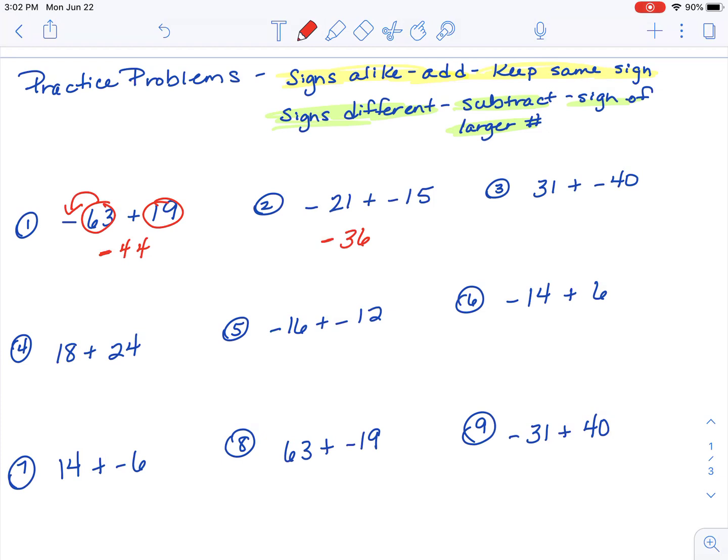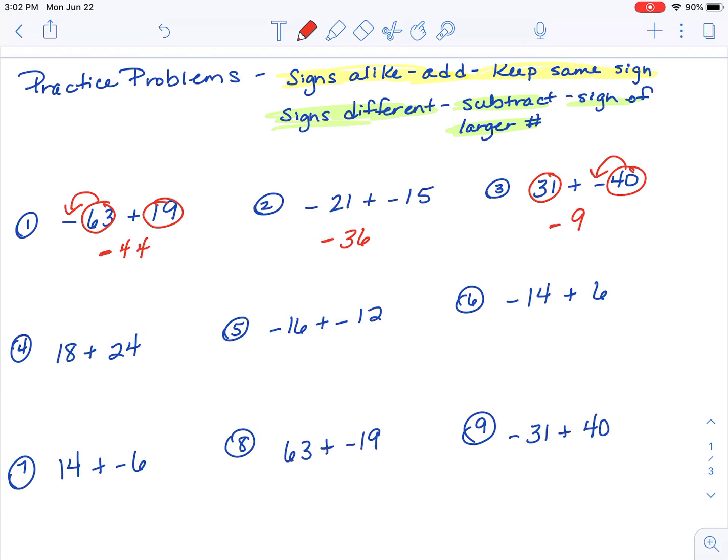Okay, so number 3, the signs are different. 31's positive, 40's negative, so I will subtract. And when I subtract, my answer is 9. And then is it going to be a positive or a negative 9? 31 and 40. 40's greater base, so it's a negative, so my answer is negative 9.